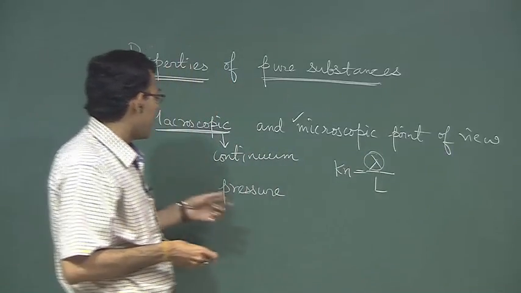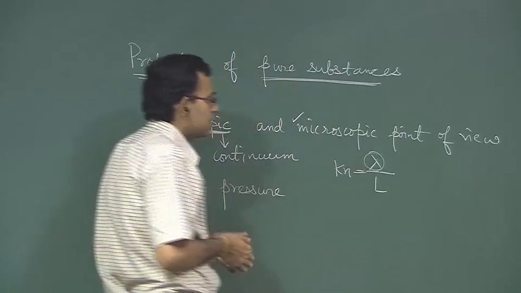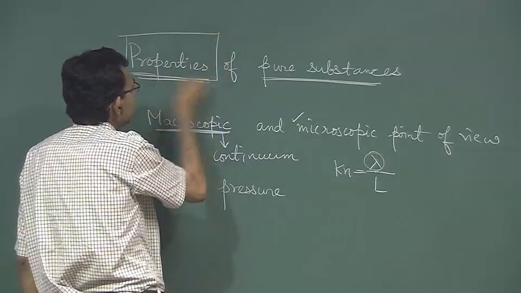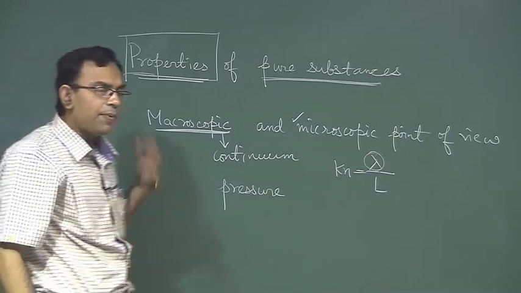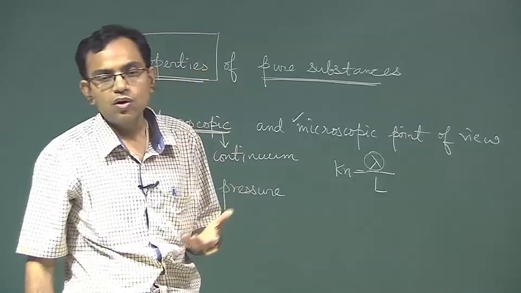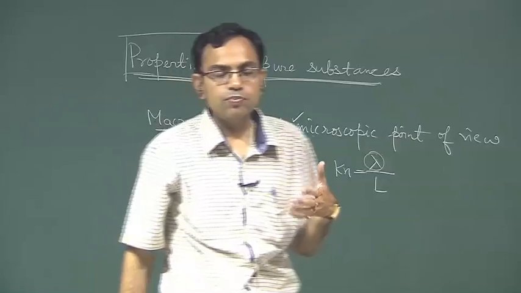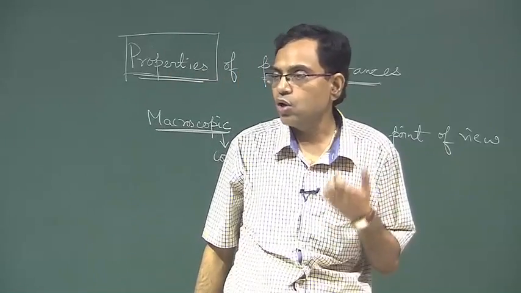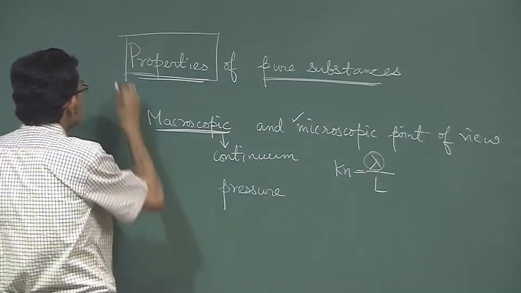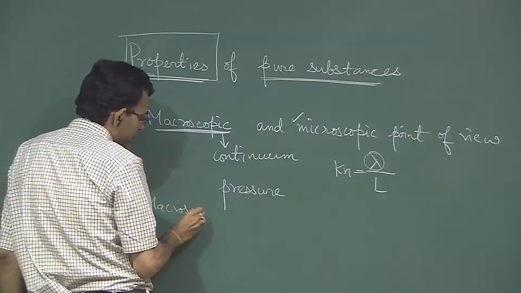So, when we understand the macroscopic point of view, we come to the understanding of something which is called properties. A property is a macroscopic characteristic of a system. For example, we say pressure is a property, temperature is a property. We will learn properties one after another when we go through the basic laws of thermodynamics. By properties we essentially mean macroscopic characteristics of a system.